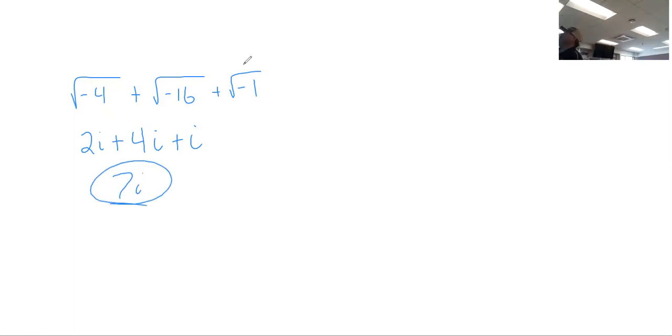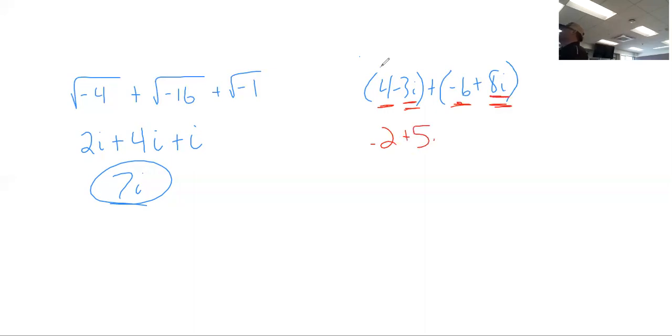Now, if I have 4 minus 3i plus -6 plus 8i, all I do is I go back and I add the whole numbers, the a's. 4 plus -6 is -2. -3 plus 8 is positive 5i. There's my answer.